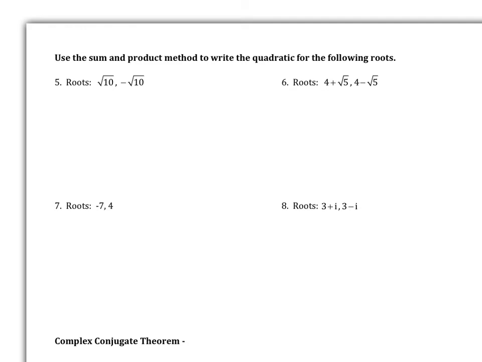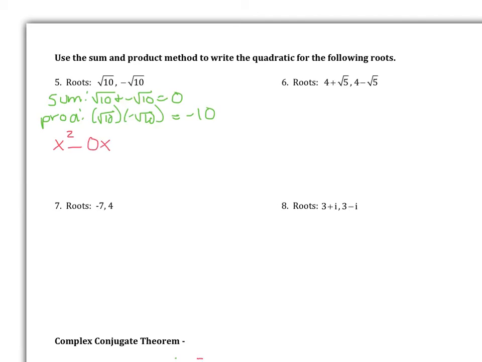So let's go ahead and try some of these using that trick method. If the roots are root 10 and -root 10, first thing we want to find is their sum. Now, positive root 10 plus negative root 10 is going to cancel out, and their sum is just going to be 0. That's okay. For their product, root 10 times negative root 10 is going to be -10. The roots cancel out. So plugging that into our formula, x squared minus 0x plus -10 gives us x squared minus 10 equals 0.